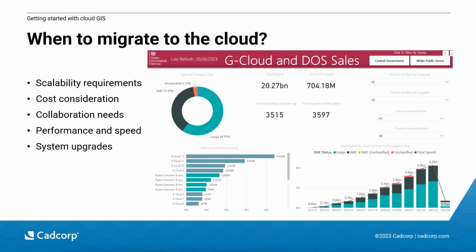And third is collaboration needs, so real-time data sharing and remote access for geospatial workflows. Cloud can enhance productivity, performance and speed. So it might be a good time now to consider if your current infrastructure limits the data processing speed or your analysis capabilities with your GIS. The feedback we get from a number of our customers has been that they experience much better performance when they move to the cloud environment.